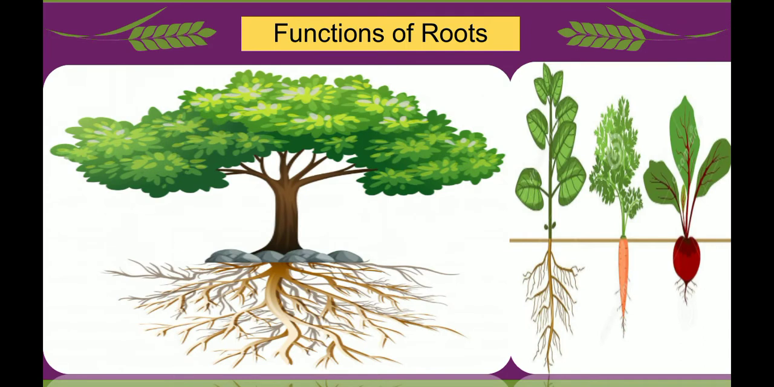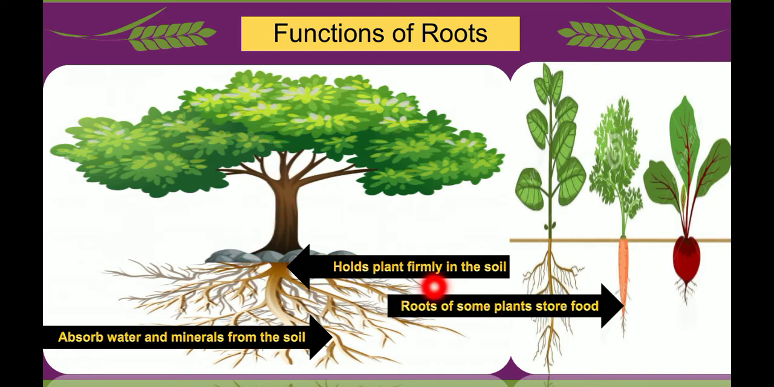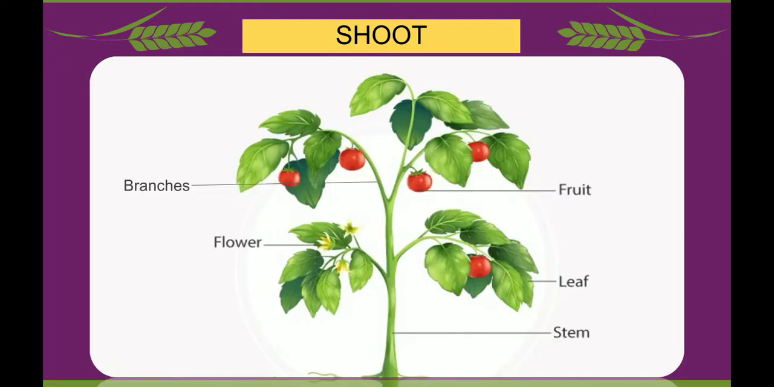So what are the main functions of the root? The root's first function is to hold the plant firmly without falling, and they absorb water and minerals from the soil and send them to all the parts of the plant. And roots of some plants store food, like carrot, turnip, radish. So these are the main functions of the roots.